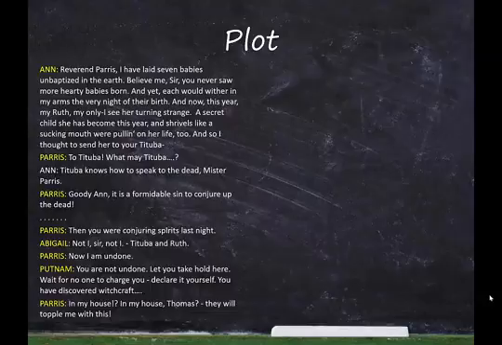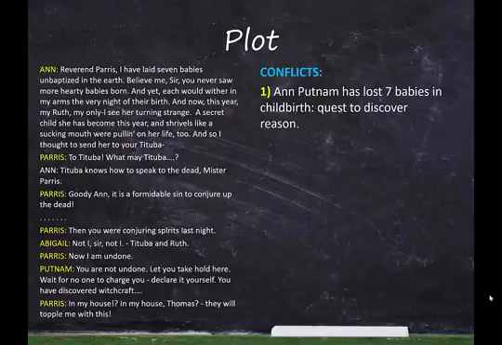What we have revealed here in these excerpts are a number of conflicts. First, we discover that Anne Putnam has lost 7 babies in childbirth. It isn't hard to understand how painful that must have been, and we can see that she is on a quest to discover the reason for their deaths. She's also afraid of losing her one surviving child, who has been acting strangely in the past year and doesn't look very healthy.